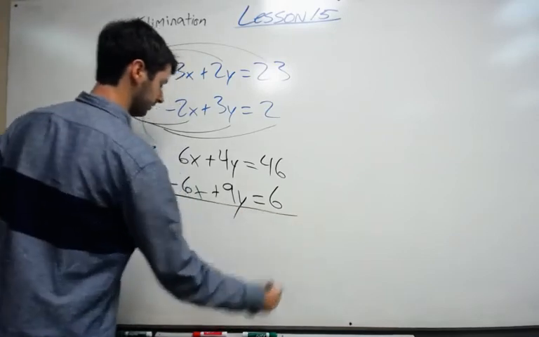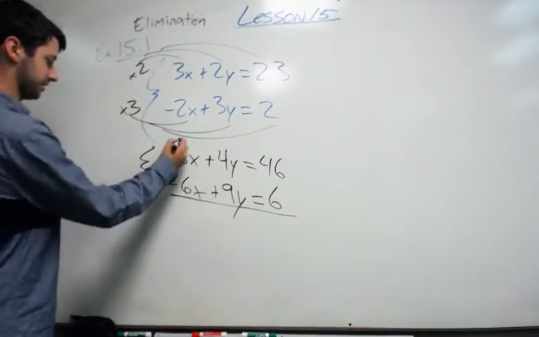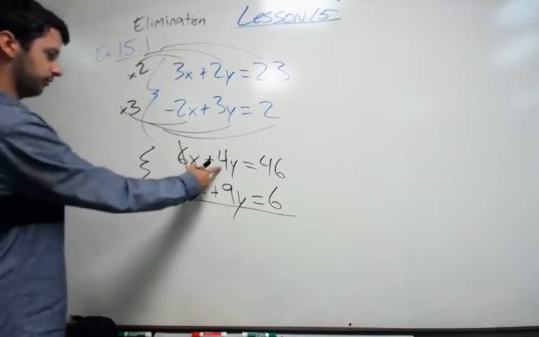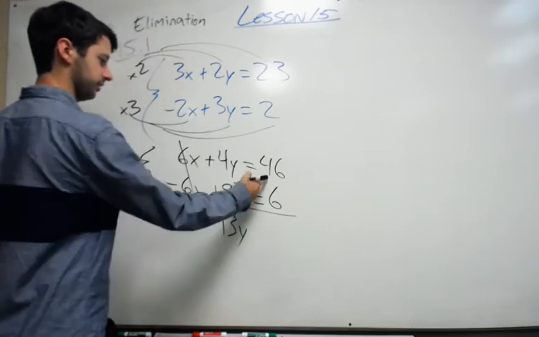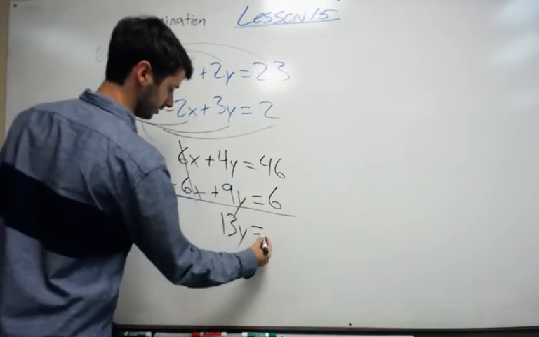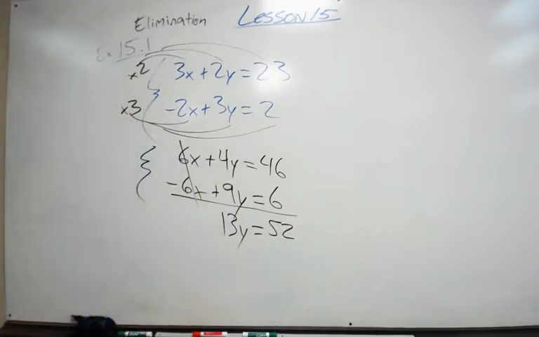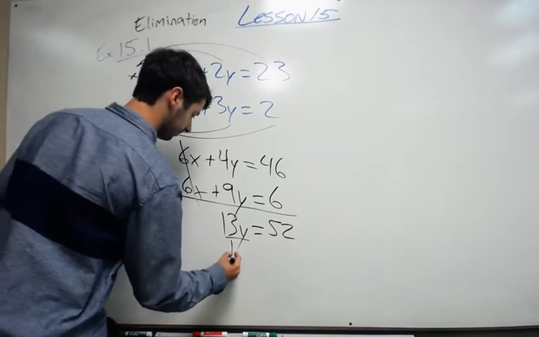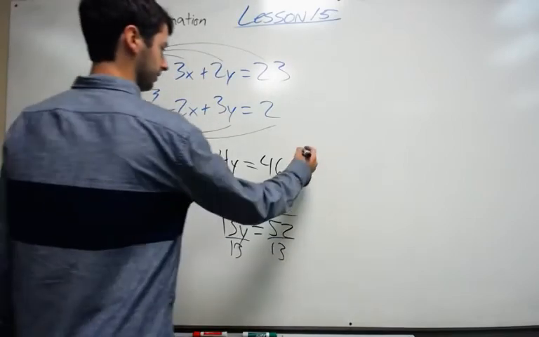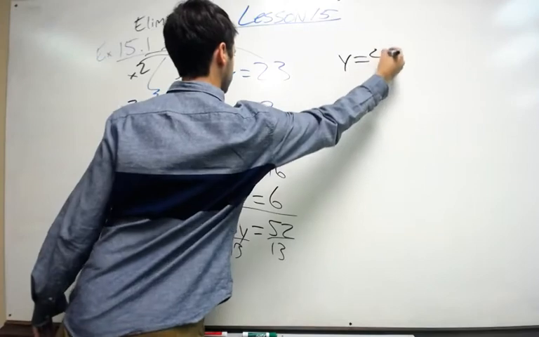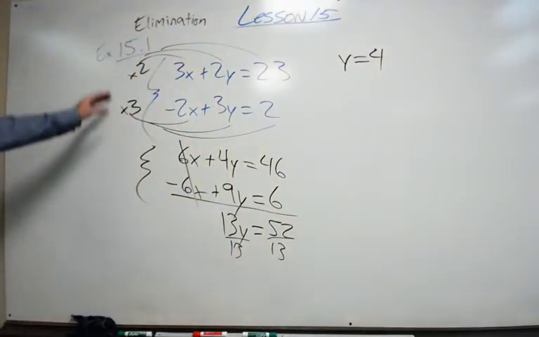turning into a little vertical math problem here. 6x, negative 6x, cancel. 4y plus 9y is 13y. 46 plus 6 equals 52. And now we can solve for y. When we divide by 13, we get 4. y equals 4. And when you solve for these, you do need to find x and y.